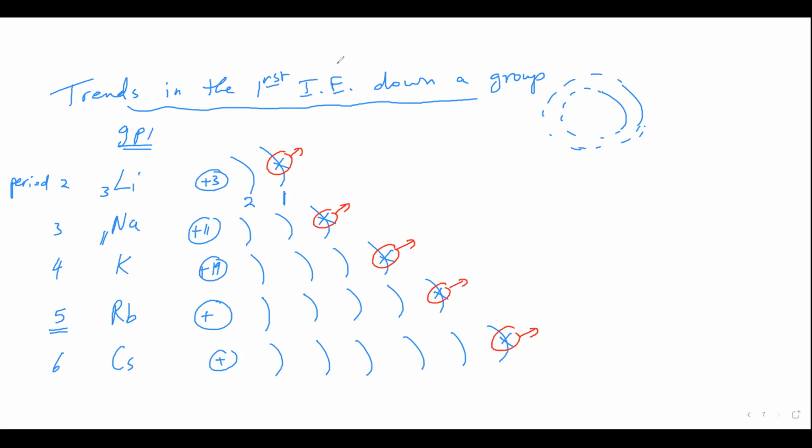So what happens down a group? Do you expect the ionization energy to increase or to decrease, Omar? What do you expect for the ionization energy? In other words, is it easier to remove this electron in lithium, Omar, or to remove this outer electron in cesium?